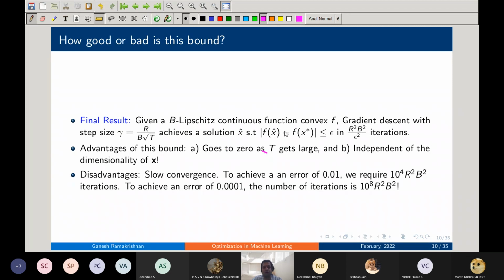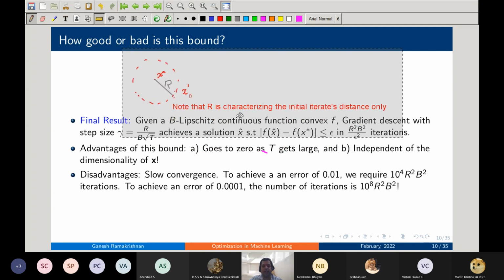Okay, so I will not go into that again, though it's something that we will have to use time and again. So that is a requirement. We'll often require that the starting iterate is within the radius r. Let me just draw that for completeness' sake. So this is our image, and I had specifically pointed out that this r is characterizing the initial iterate distance only.